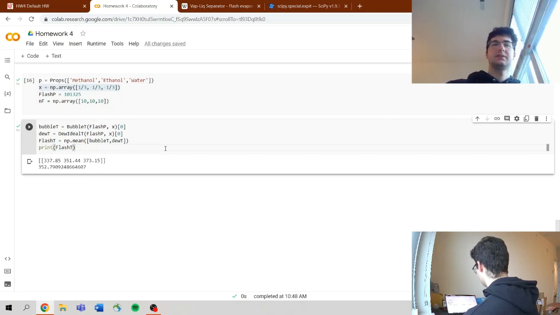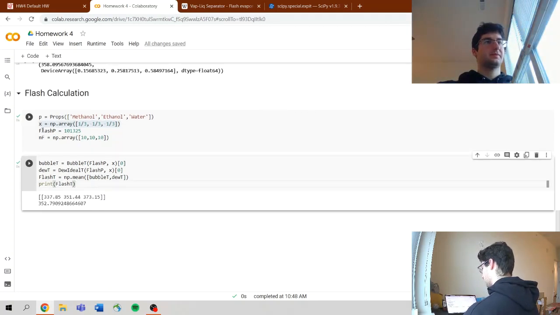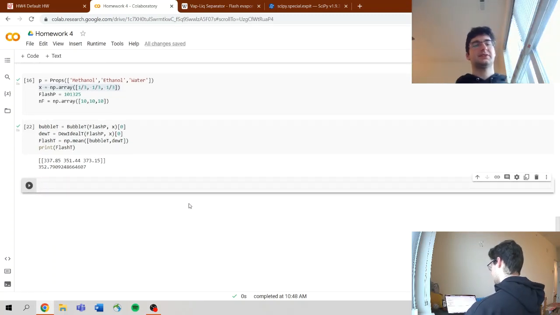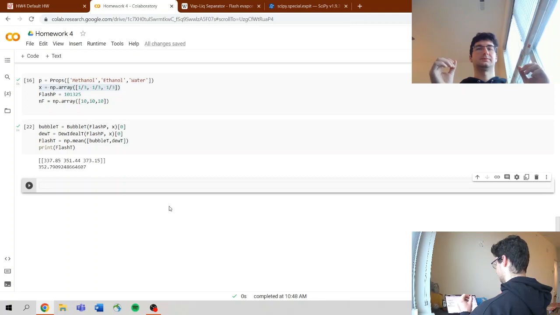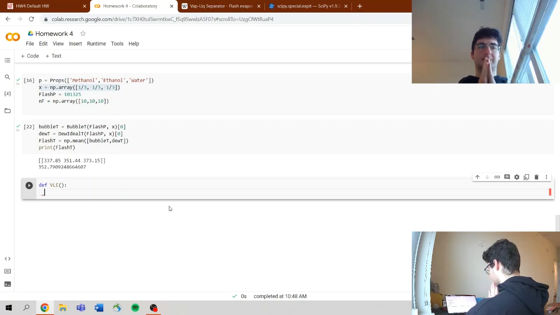Now that we have our flash pressure, our flash temperature, and our feed coming in, let's get started. The first thing we want to talk about is our vapor-liquid equilibrium. Let's just define that as VLE, and we'll give it a parameter in a second.